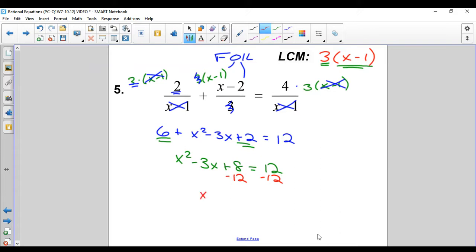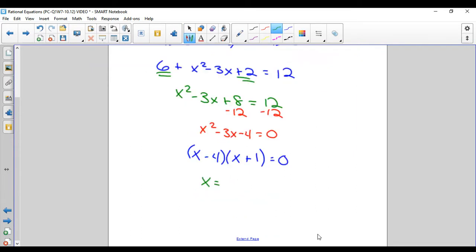I'm going to have to factor. We have x squared minus 3x minus 4 equals 0. Hopefully pretty easy factoring for us. Minus 4, plus 1. Pull out our possible solutions. x equals 4, x equals negative 1.